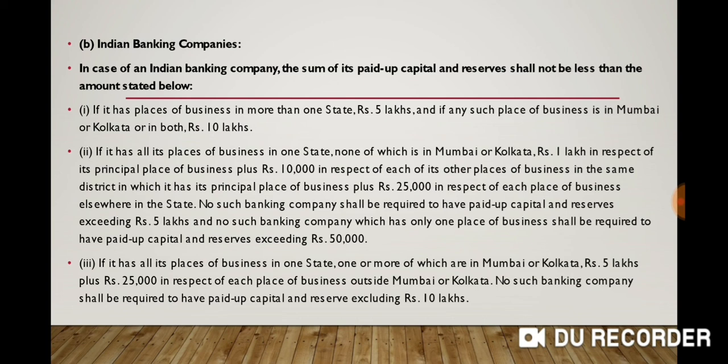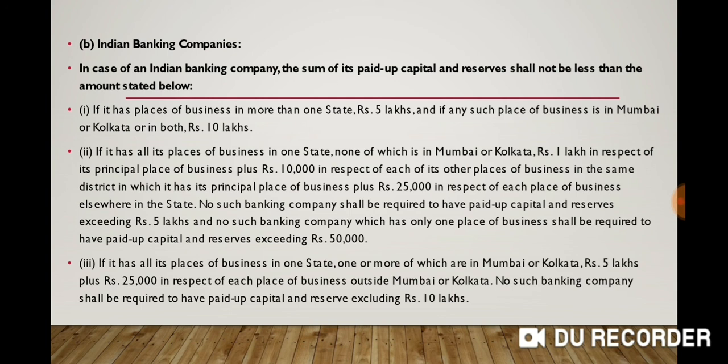First, if it has a place of business in more than one state, rupees 5 lakhs, and if any such place of business is in Mumbai or Kolkata, or in both, rupees 10 lakhs. Second, if it has all its places of business in one state, none of which is in Mumbai or Kolkata, rupees 1 lakh in respect of its principal place of business plus rupees 10,000 in respect of each of its other places of business in the same district in which it has its principal place of business plus rupees 25,000 in respect of each place of business elsewhere in the state. Third, if it has all its places of business in one state, one or more of which are in Mumbai or Kolkata, rupees 5 lakhs plus rupees 25,000 in respect of each place of business outside Mumbai or Kolkata.